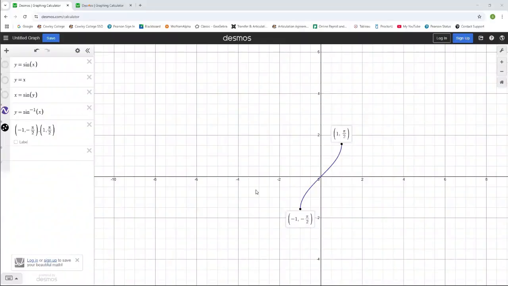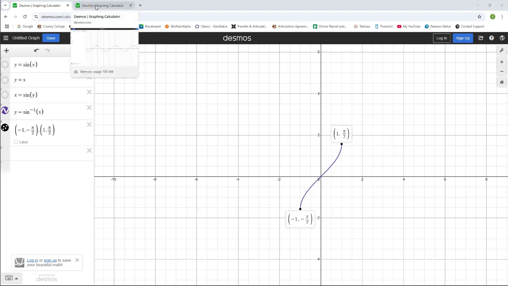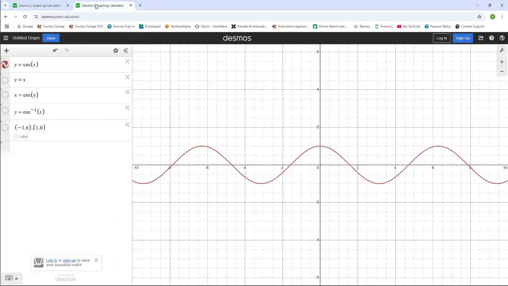Okay, so here's the summary here of the inverse sine of x. Here's its graph, and the domain begins at -1, ends at +1, and the range begins at -π/2 and ends at π/2. Let's take a look and do the same thing for the cosine.